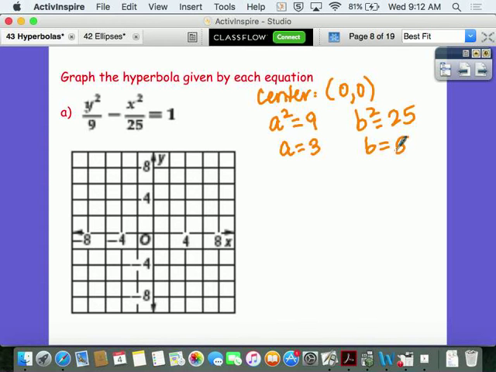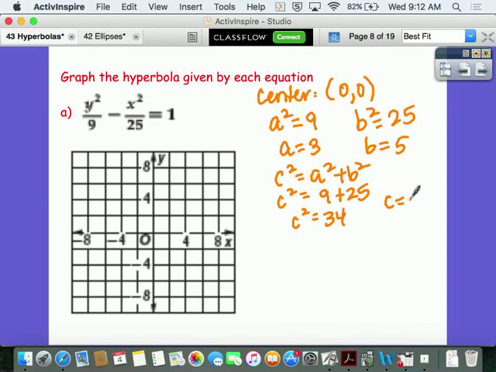And while we're at it, let's go ahead and find c. The relationship between a, b, and c is the normal Pythagorean theorem. So when we plug in, we'll have 9 plus 25, which is what? What's 9 plus 25? 34. So c is going to be equal to the square root of 34, which is about what? 5.8. Okay?